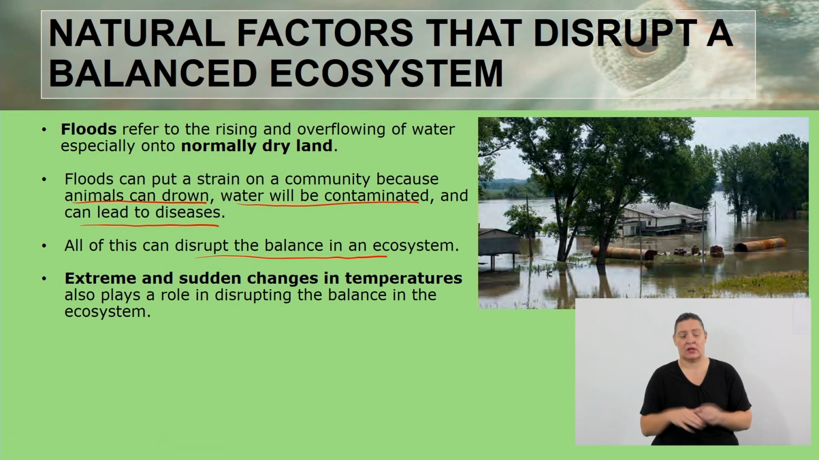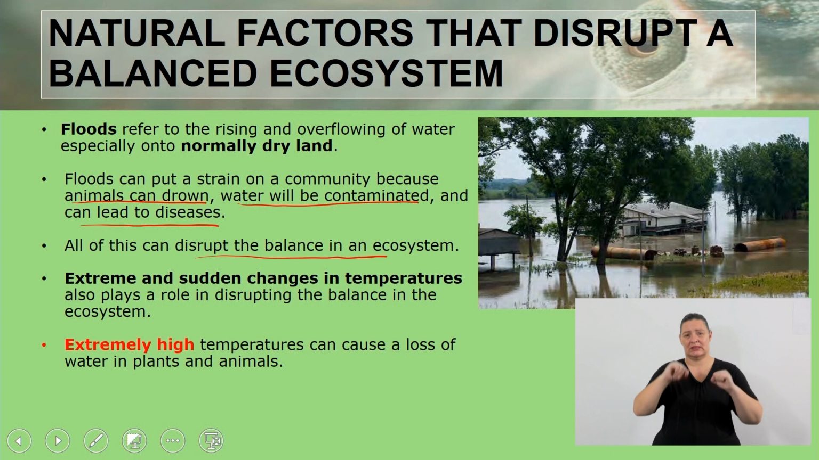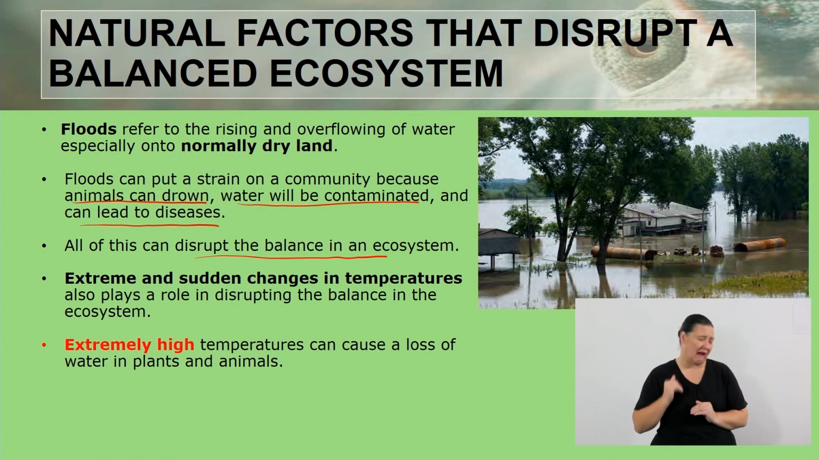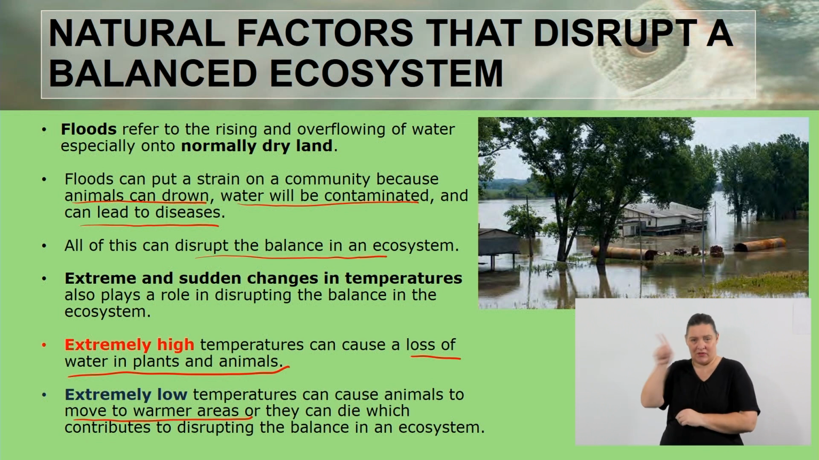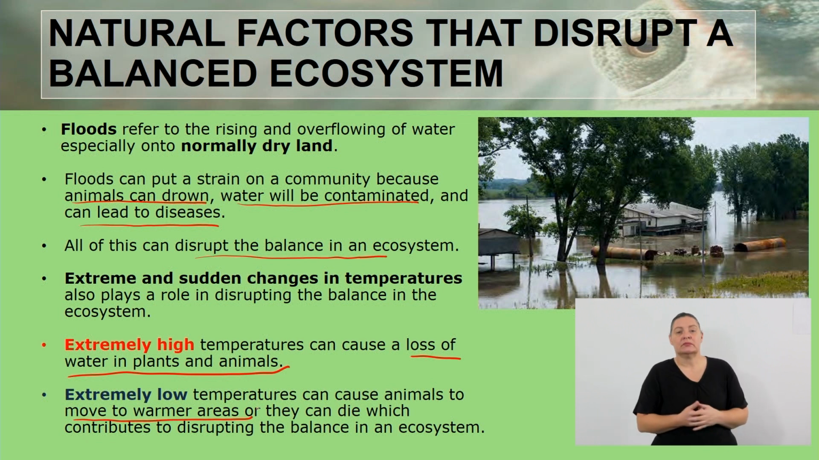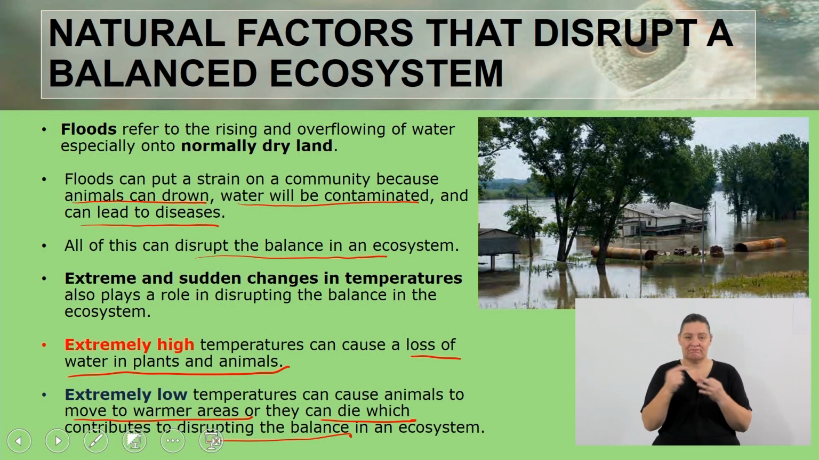Then we are looking at the third one, which is extreme and sudden changes in temperature. They also play a role in disrupting the balance in the ecosystem. In what way? When we have extremely high temperatures, this can cause a loss of water in plants and animals. They will be dehydrated. Or when we have extremely low temperatures, this can cause animals to move to warmer areas. That means some animals are going to leave that area, and some will die, which contributes to the disruption of the balance in the ecosystem. So those are the three natural factors that affect the balance in the ecosystem.